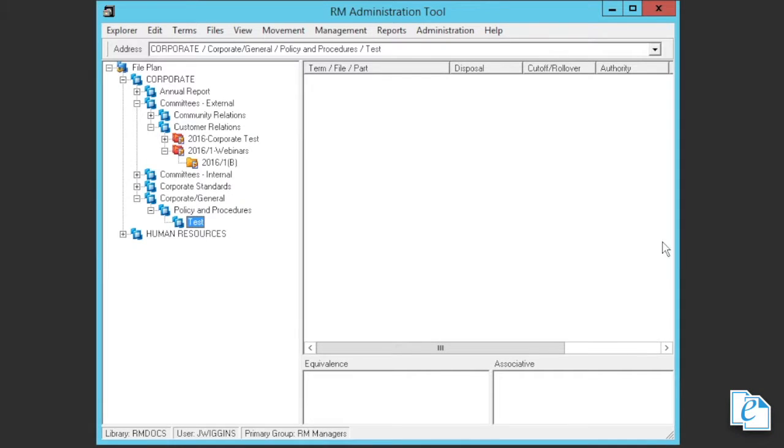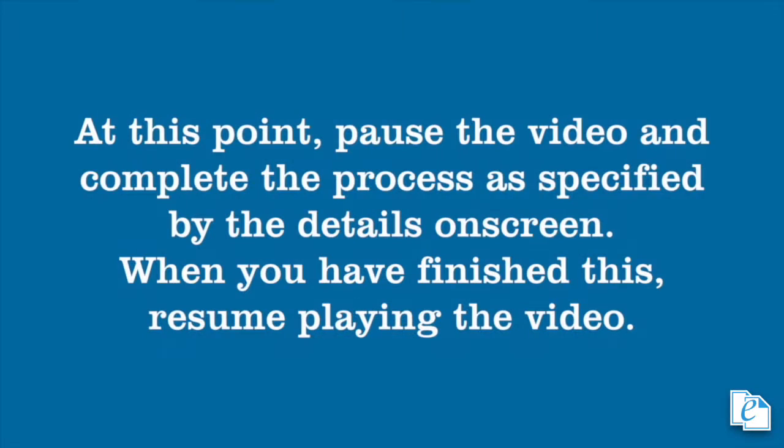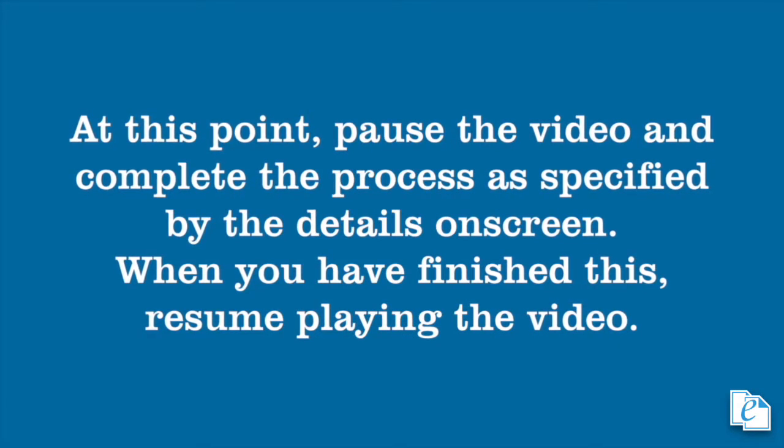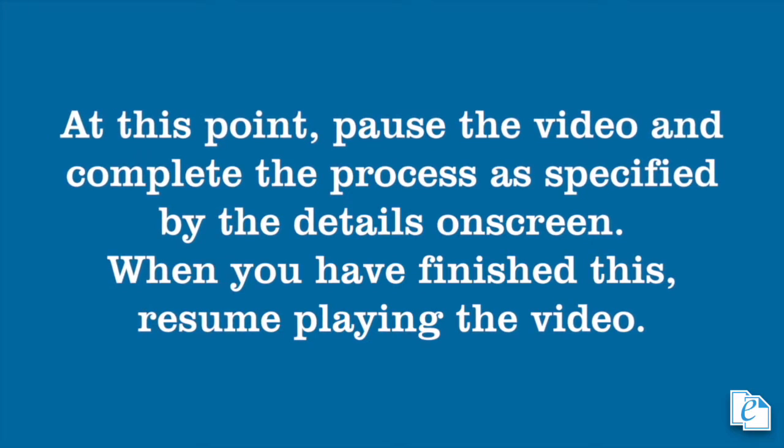To create actions or authorities, select Management, then choose the action or authority you want. For now, let's just choose Cut Off Rollover Actions, then click New. At this point, pause the video and complete the process as specified by the details on screen. When you finish this, resume the video.